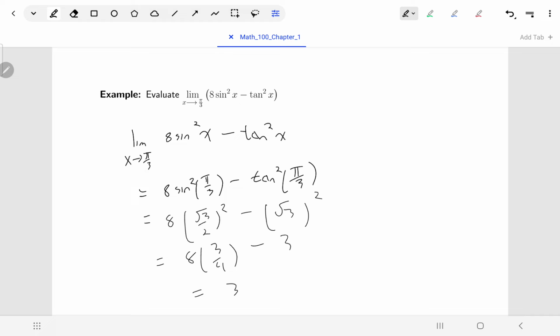So because we were looking at something made out of trig functions, and at a point that's inside the domain of that trig function, then we can find that limit by direct substitution.